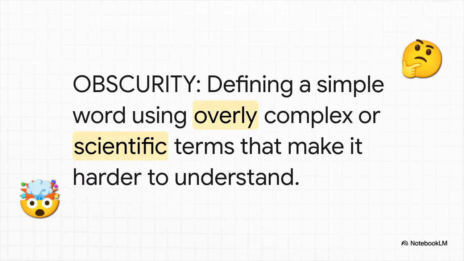And here's the other big one to watch out for: obscurity. This is what happens when the definition is way more complicated than the word you're trying to define. Sure, defining air as a mixture of oxygen, nitrogen, and other gases is technically correct, but is it helpful? For most people, not really. A good definition needs to be clear and simple, not more obscure than the word itself.